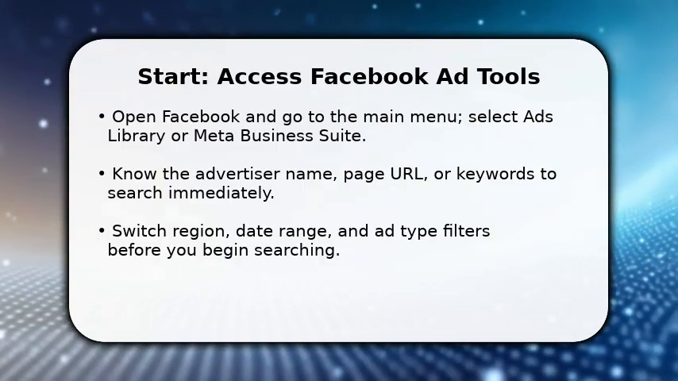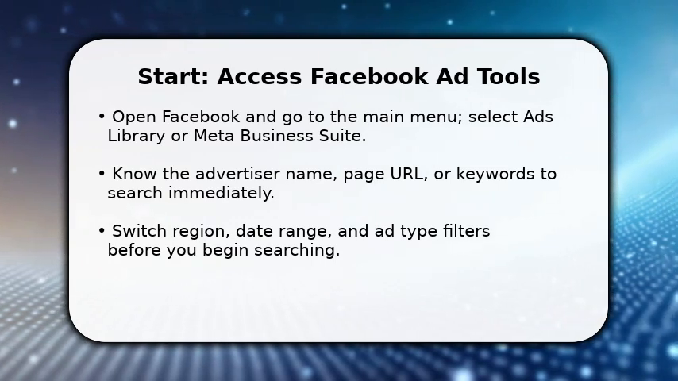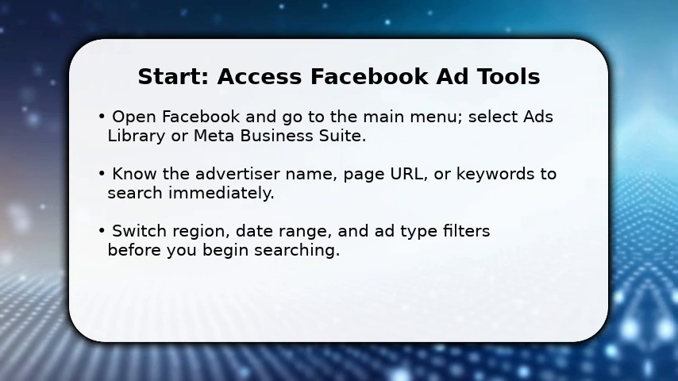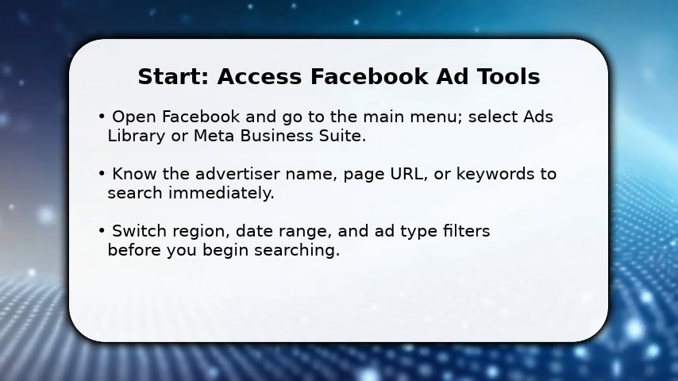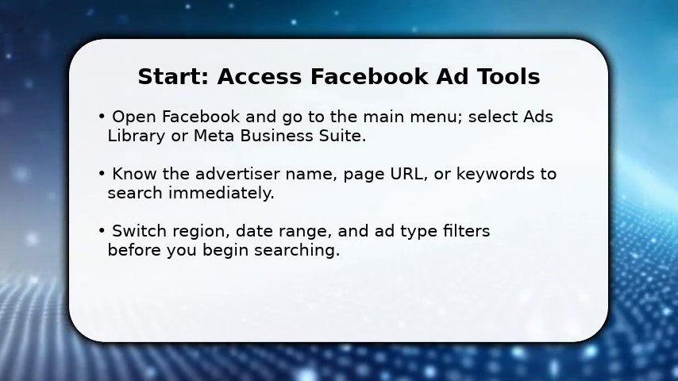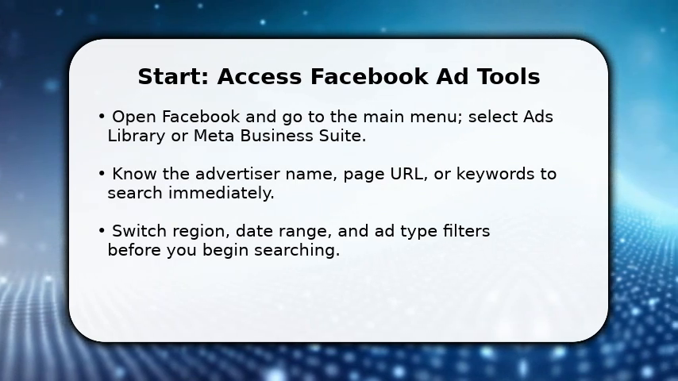You begin by opening Facebook and heading straight to Ads Library or Meta Business Suite. You don't need to set up an ad account to look. Enter the advertiser name, page link, or a specific keyword to pull results. Make sure to set region and date filters so you search just the ads you care about.